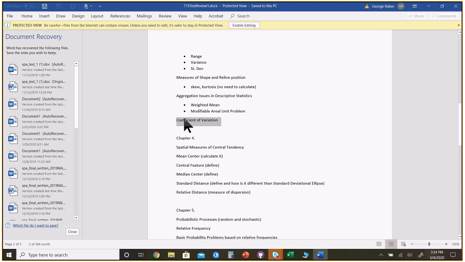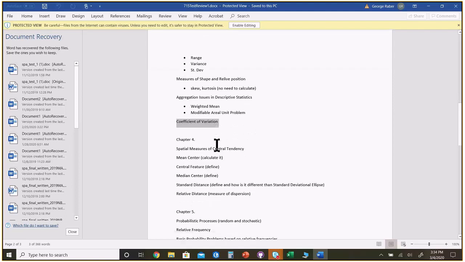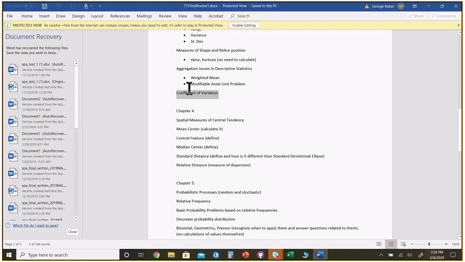Okay, so coefficient of variation. The formula is in the book. It is the standard deviation divided by the mean, and you will have to calculate that. There's no formula in Excel that says coefficient of variation, but it's just the standard deviation divided by the mean. So you should be able to produce that if you're given either the standard deviation and the mean, or you're given a set of data.